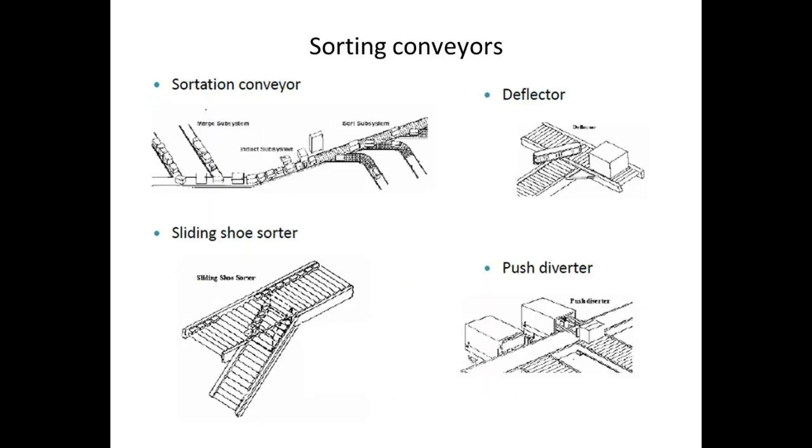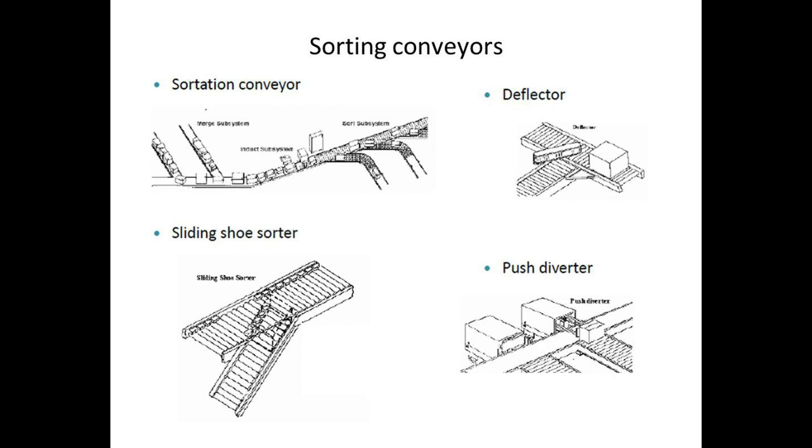Now, coming to the sorting conveyors. In sorting conveyors, basically the sortation of different components laying on the conveyor takes place. For example, based on the size or the barcode, it will take different paths where you want to divert your desired product. Similarly, you have the deflector. With the deflector, you basically deflect the movement of parts in a certain direction. Sliding shoe sorter.